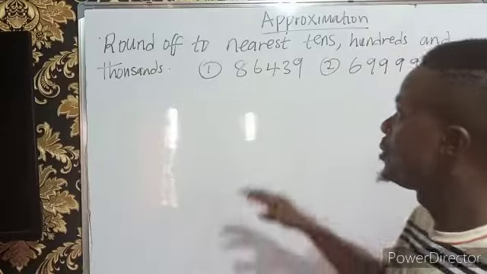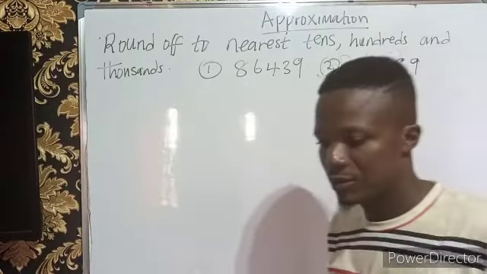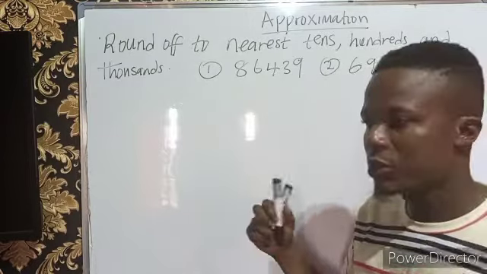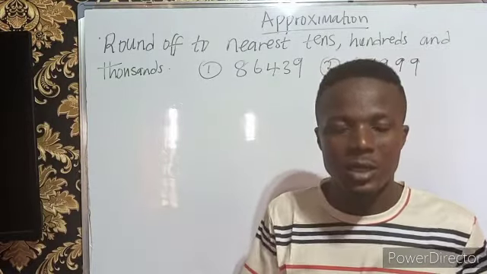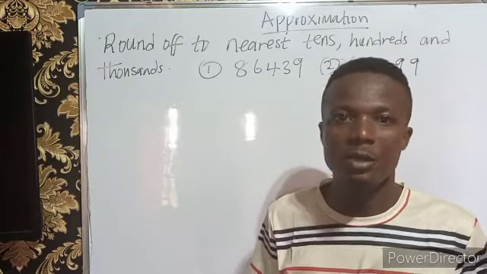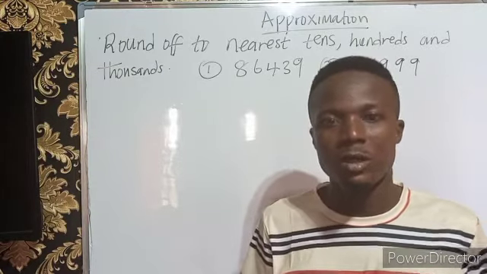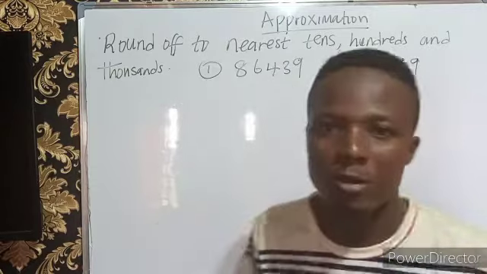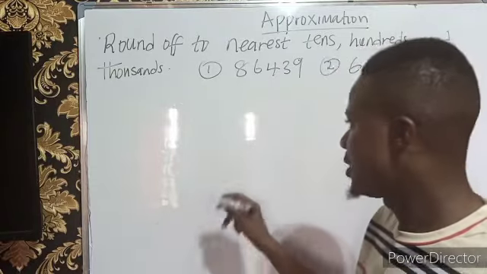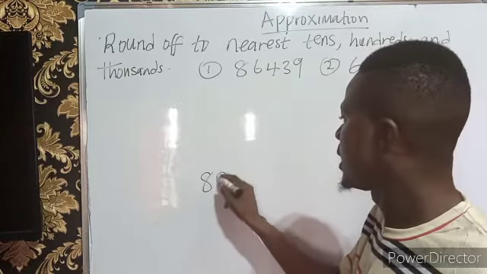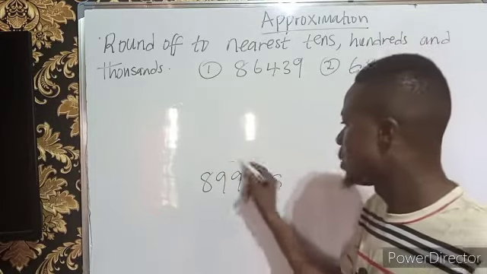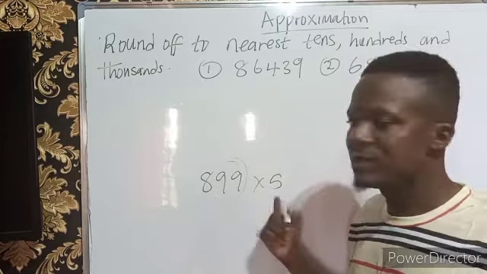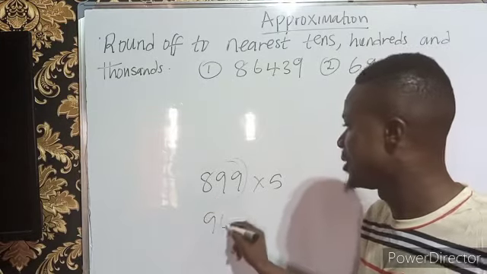Hello. In this video, we shall discuss approximation. Before I solve the question at hand, I will be very much delighted to let you know the meaning of approximation. Now, sometimes some numbers will be so boring to work with. So imagine when you are asked to multiply 899 by 5. You will see that this number is boring in the sense that 899 is almost 900.